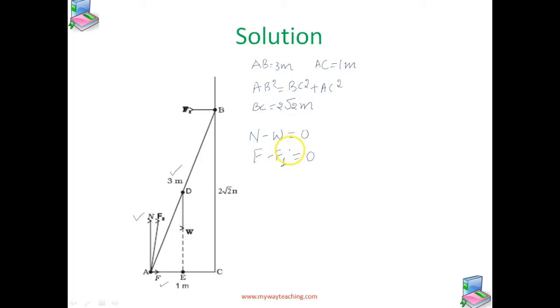For rotational equilibrium, taking the moments of force about the point A, the arm is 2 root 2, that is BC, and the force F1, minus 1 by 2 W, the weight W acting at half the length, about the point A.